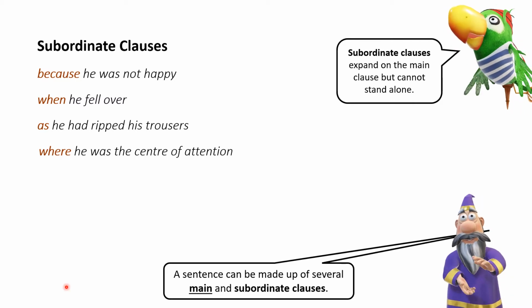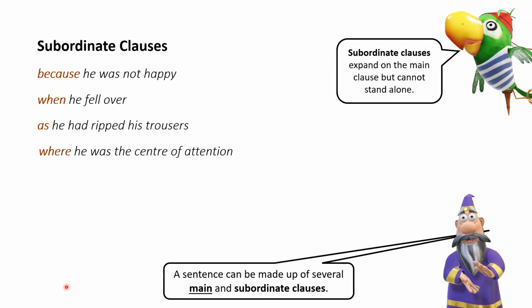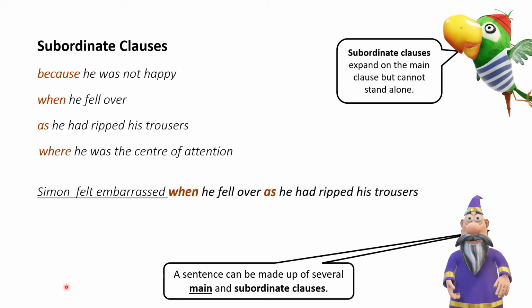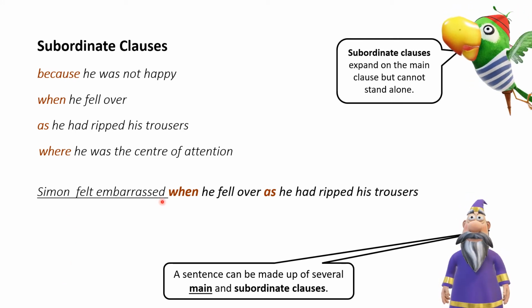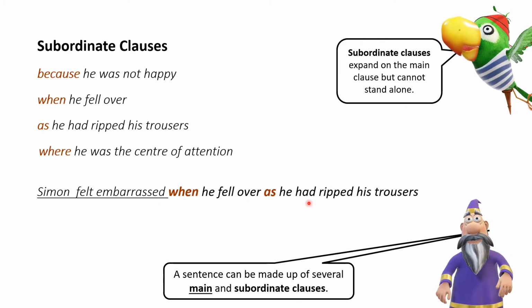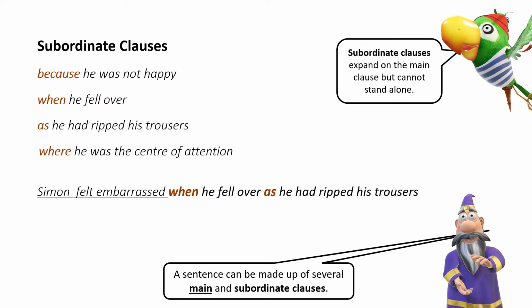Again, we can link together more than one subordinate clause. However, it must have a main clause in the sentence. So here we've started with the main clause, Simon felt embarrassed, and we have added two subordinate clauses to that. When he fell over, as he had ripped his trousers, we'd add a full stop onto the end.